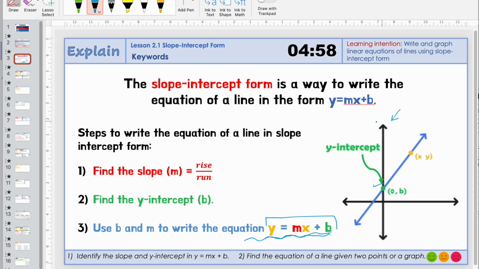If I have the graph ready, I have three steps to follow in order to find the equation of the line. First thing, I need to find the slope. Since I have a graph, it's a good idea to use this formula to find the slope.